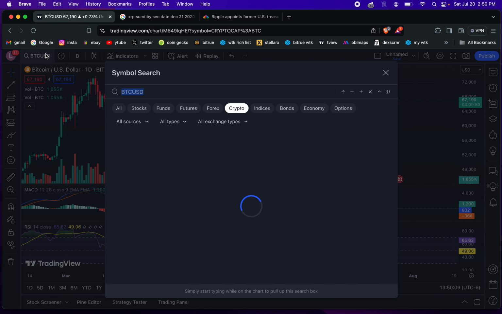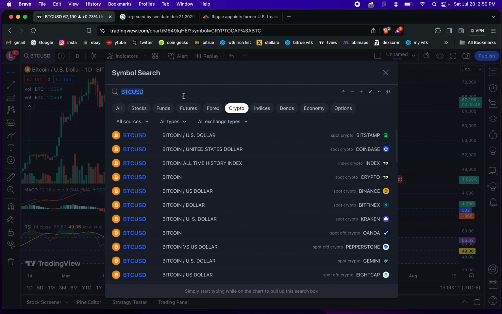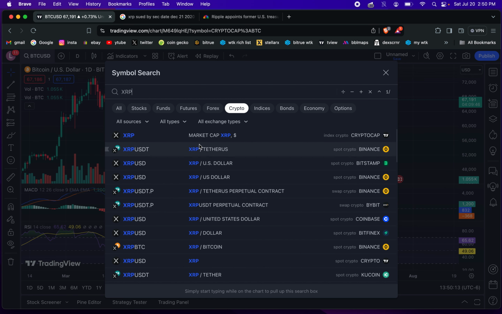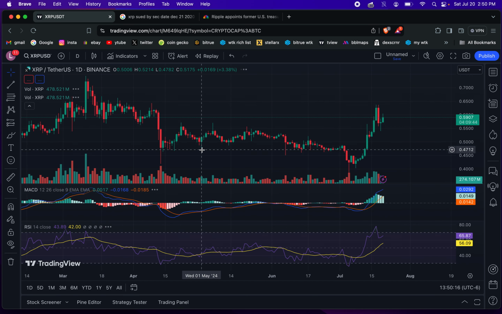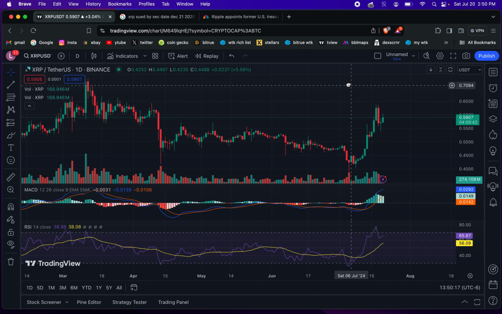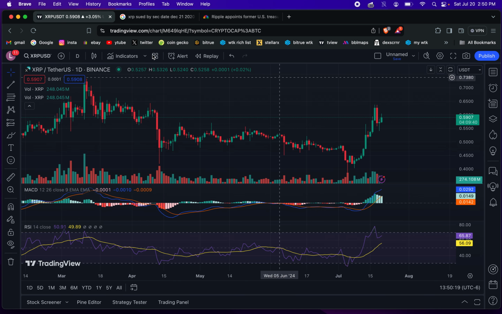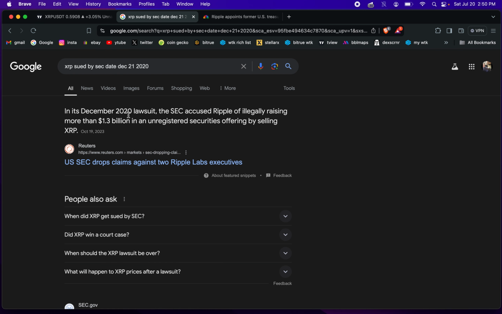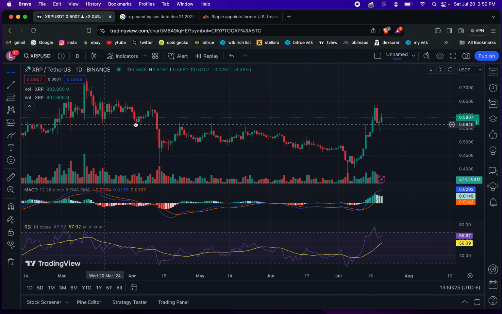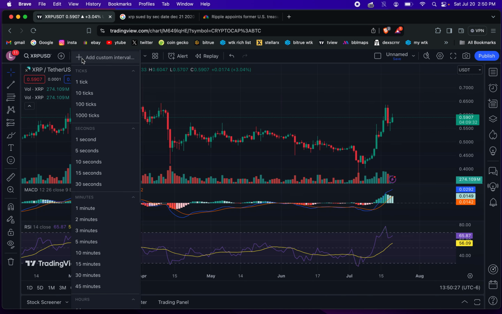We're just going to jump to Ripple now. Let's just check out XRP. I want to show you how it works with other cryptos too. All right, XRP is a big one. They got sued on December 21st, 2020, right? So we just go back to December 21st, 2020.